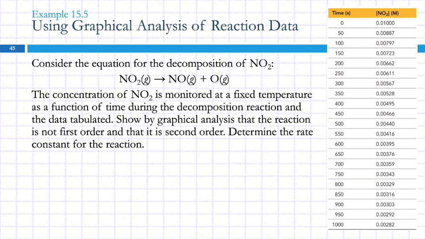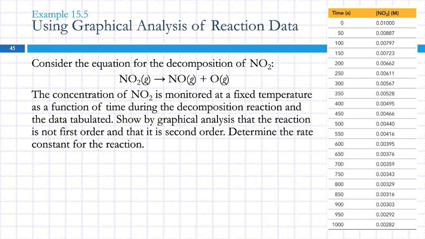So again, with the graphical analysis, you're decomposing NO2. The reaction is monitored at a fixed temperature. The concentration at a fixed temperature is a function of time. The data is tabulated. Show by graphical analysis that the reaction is not first order and that it is second order. Determine the rate constant.